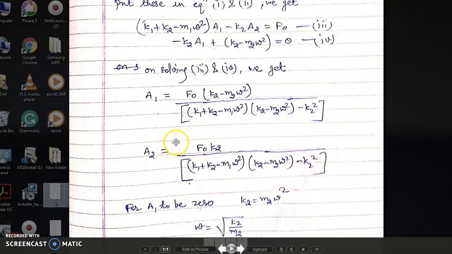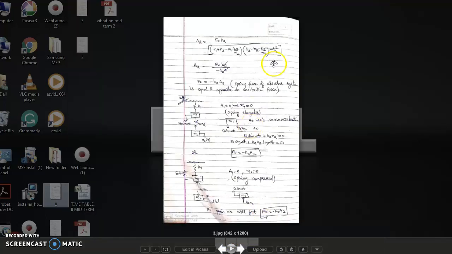Okay. Now my purpose is to reduce the amplitude of mass M1, that is A1. So here one condition I am getting. If K2 minus M2 omega square is equal to 0, I can get A1 equal to 0. A1 is amplitude of mass M1. So for A1 to be 0, I set this to 0, K2 is equal to M2 omega square. So omega I will get root K2 upon M2. Okay. So now I got my omega.